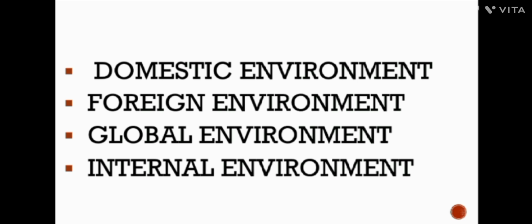Next is internal environment. Internal environment is the environment within your international business, within your business organization. It can include the mission of your international business, your vision, your commitments, your management, your organizational structure, your decision making power, your financial decisions, the recruitments, the resources. So this all comes into your internal environment. These were the four types of environment.